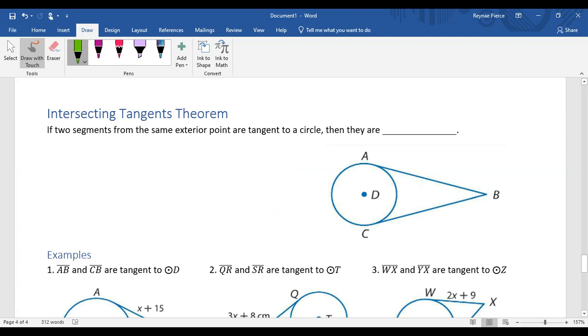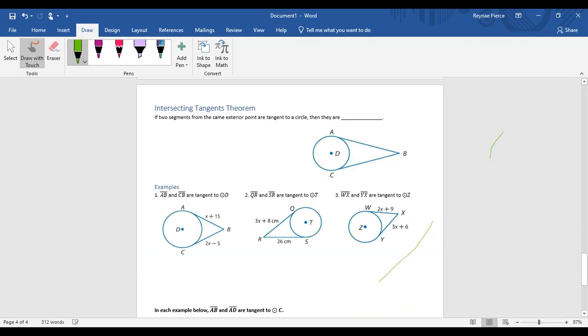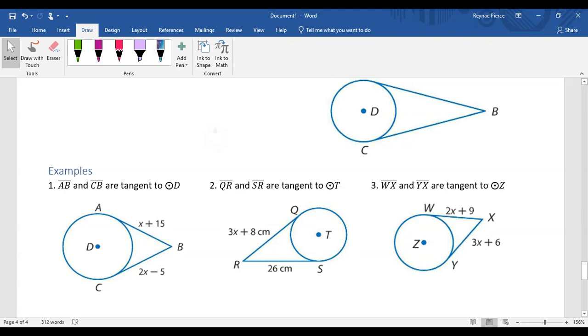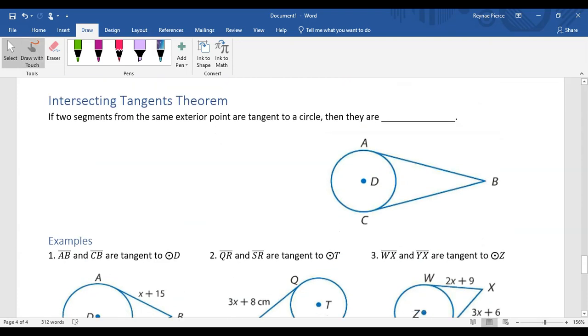The last theorem we're going to talk about is the intersecting tangents theorem. In this picture, we've got the segments AB and CB, both tangent to the circle, and they intersect at point B. When that happens, those segments are congruent.